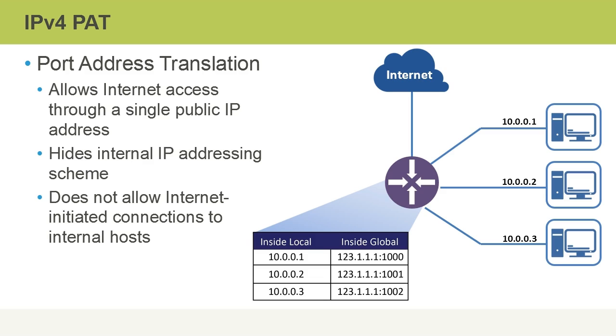Now what's interesting about this is a PAT router has a memory table where it tracks the inside local address, so the internal addresses, as well as an inside global. Now the inside global would use the public IP address of the PAT router along with a unique port identifier, which we see here in the form of 1000, 1001, and 1002, so it knows how to get traffic back into a host that requested something on the inside. In this video, we talked about IPv4.